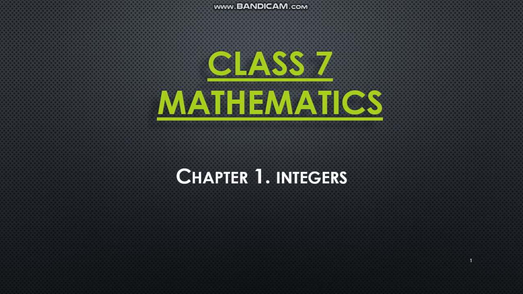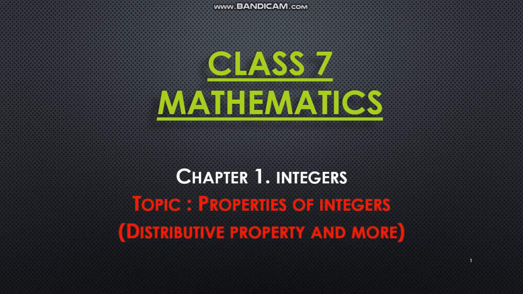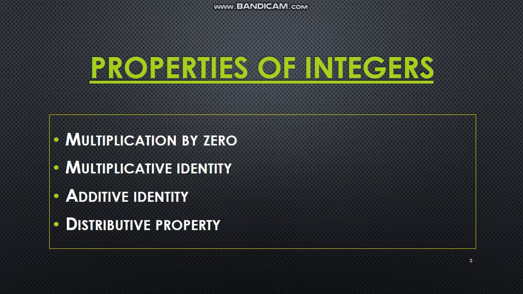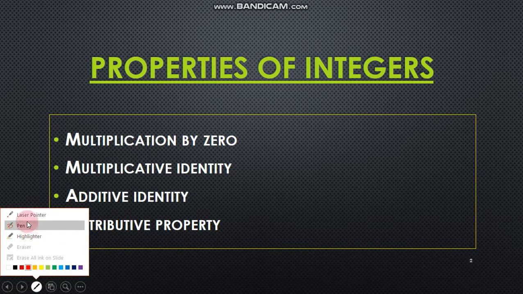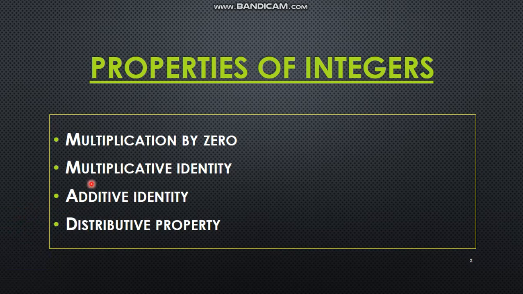We were studying chapter 1, Integers, and the topic was properties of integers, under which today we are going to study some important properties and the distributive property. Now, what are those properties? They are multiplication by 0, multiplicative identity, additive identity, and distributive property. Okay, so let's start studying one by one.